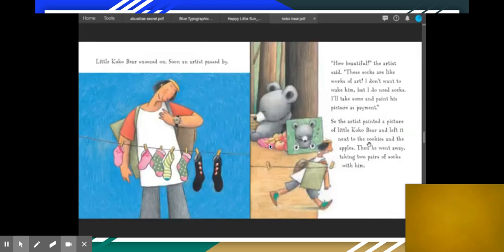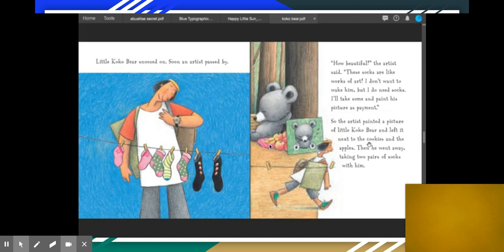Little Koko Bear snoozed on. Soon, an artist passed by. "How beautiful," the artist said. "These socks are like works of art. I don't want to wake him, but I do need socks. I'll take some and paint his picture as my payment."